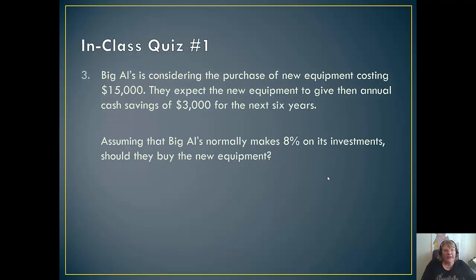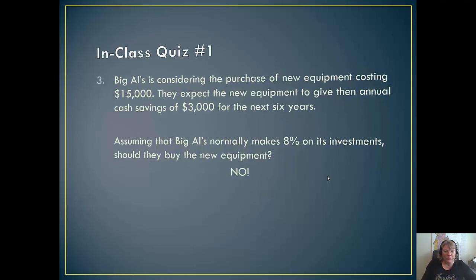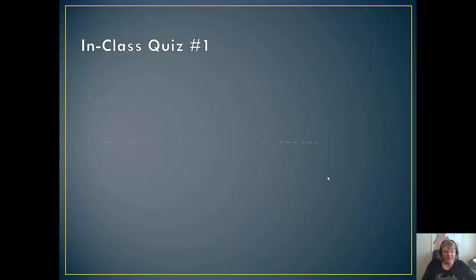And in this one, number 3, Big Al's is considering purchasing new equipment costing $15,000. Assuming that Big Al's normally makes 8% on its investment, should they buy the new machine? No, it's not that expensive and they're making some money, but no, and we'll show you how to do that.